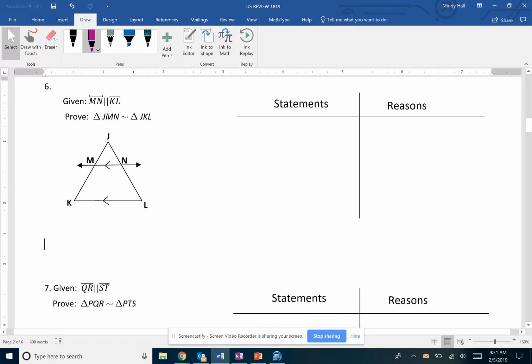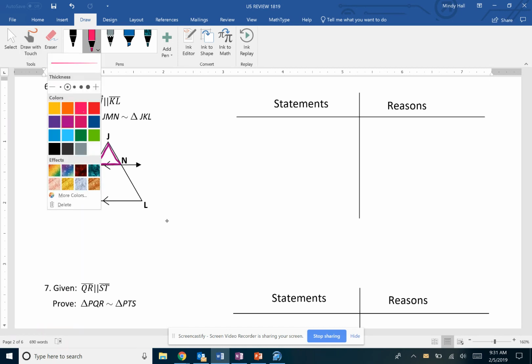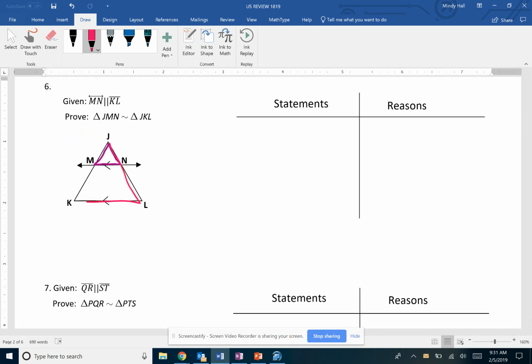So this one is a proof, and we are given that MN is parallel to KL, and we need to prove that JMN, that's this little one, is similar to triangle JKL, which is the big one. So looking at the triangles, because these lines are parallel, that kind of is a big giveaway. But of course, we need to write it first. MN is parallel to KL, and that is given.